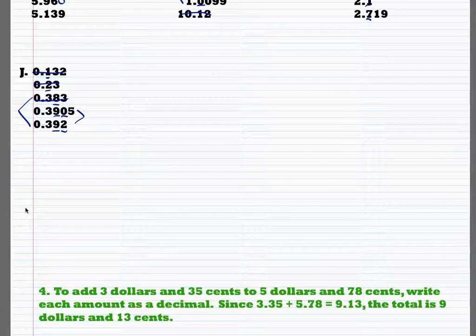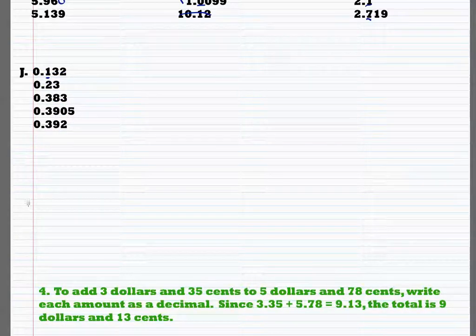Again, I could have looked at this the same way I looked at the first one and said that this has 4 digits after the decimal, so let's make all of them have 4 digits after the decimal by adding some zeros. And now I'm just comparing 1,320, 2,300, 3,830, 3,905, 3,920. All of them are in order, so again, this is my answer.